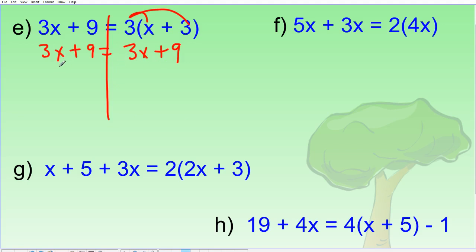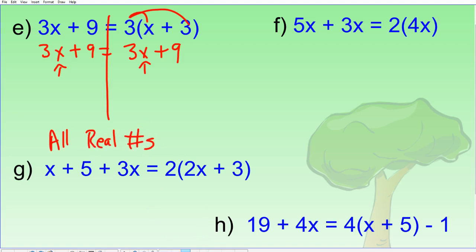That means no matter what number you plug in here for x, the two sides will always still be equal. If you plug in 5 on one side and 5 on the other side, you're going to get the same answer. The math is the same on both sides. This problem has all real numbers as a solution.